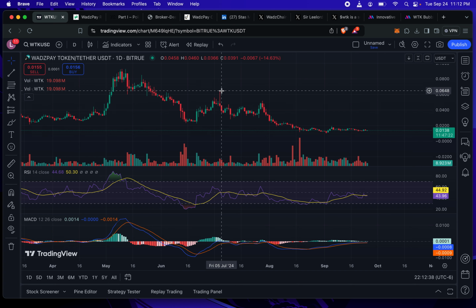Oh, we're getting two exchange listings, so they get MEXC Global, and then they didn't get the other listing, so it goes back down.